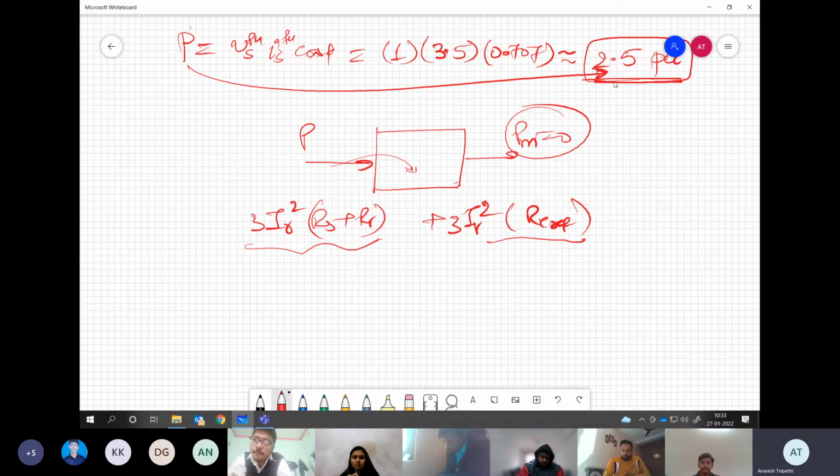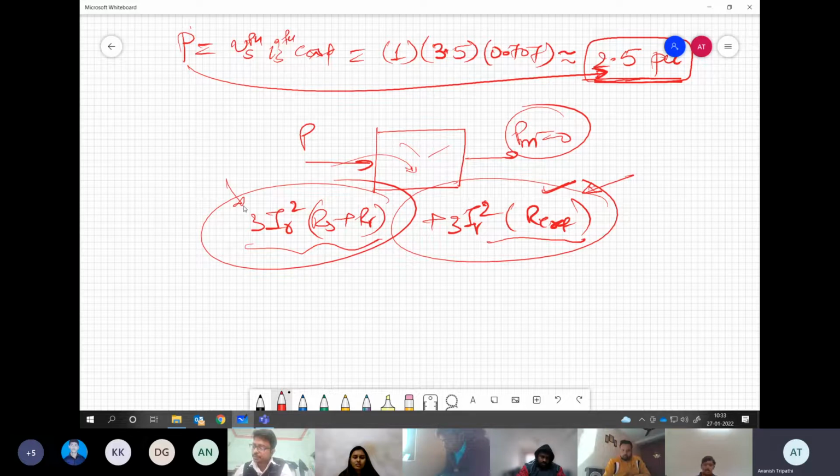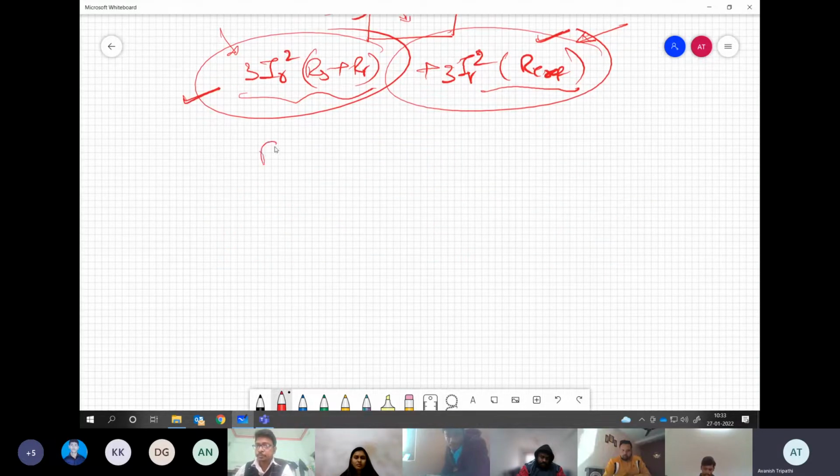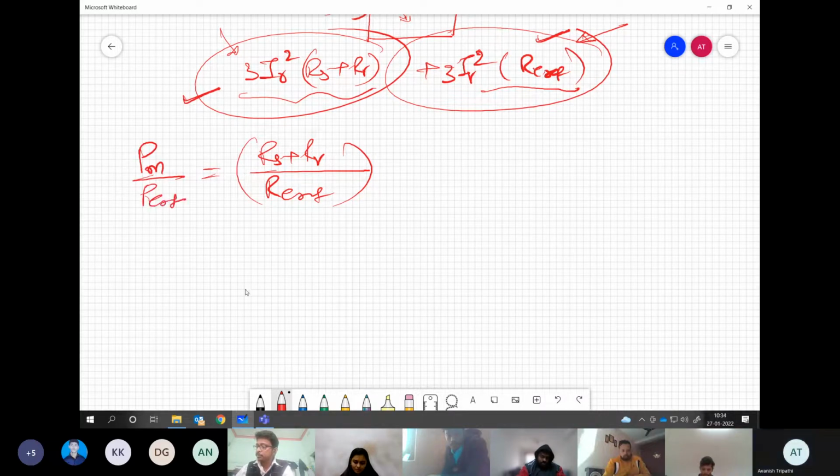It is not like 2.5 per unit is entirely going into the motor. There is external resistance also connected over there. So what percentage is going in the resistor, what percentage is going in the motor? Because ultimately we are worried about the component which is going inside the motor. So we can quickly compute this value. We know Rs plus Rr divided by R external will be the ratio of power flowing in the motor and in the external resistor. Maybe I should not write PM because M was for mechanical. PS I can say.